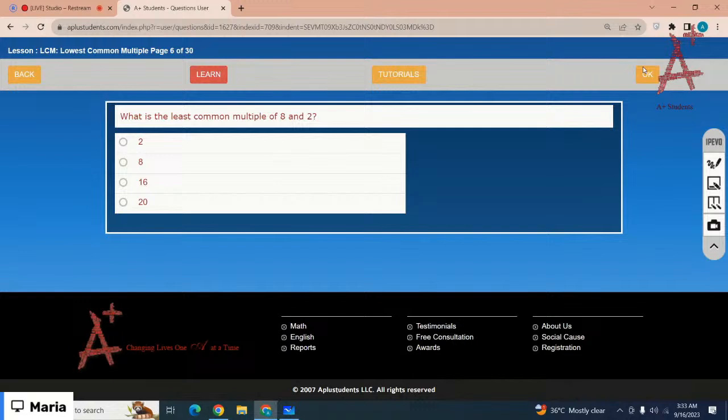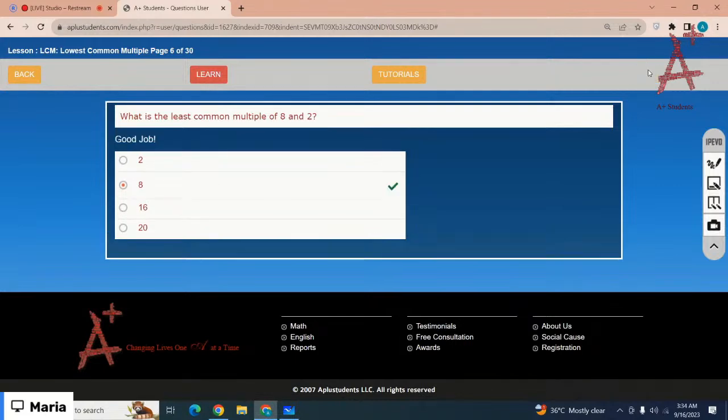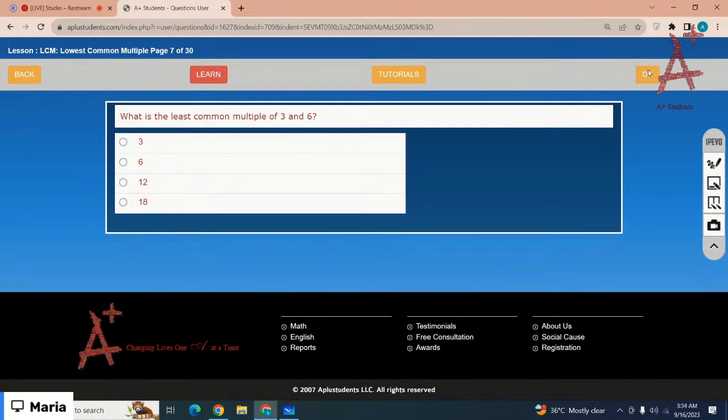What is the least common multiple of 8 and 2? 2? No, not 2. It is 8. The least common multiple of 8 and 2 is 8, not 2. Very good. What is the least common multiple of 3 and 6? Which is the correct option? It is 6. The correct option is 6.